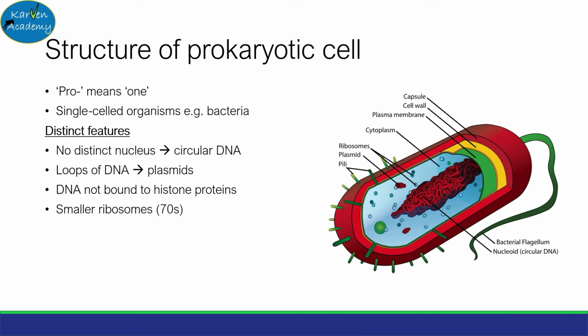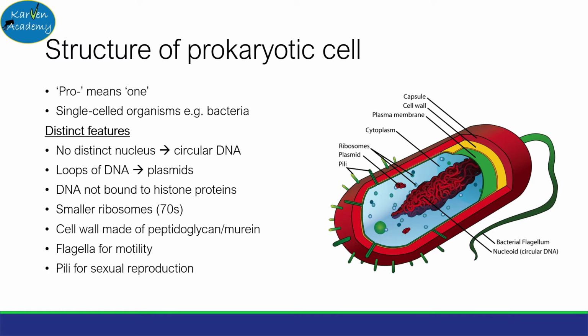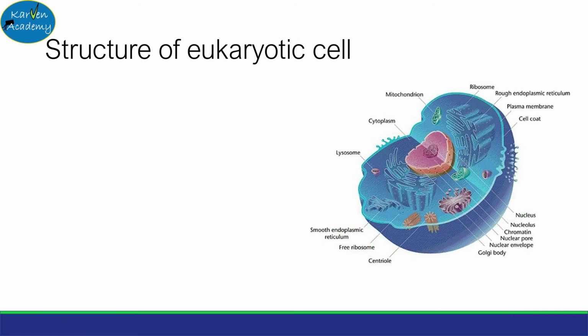Bacteria have smaller ribosomes called 70S and have a cell wall made of peptidoglycan. This can also be called murein, but it's your choice which word you like. I personally like murein as it rhymes with urine, but hey, that's me. They have flagella for movement and have pili, which are these spike-like microprocesses that they use for sexual reproduction.